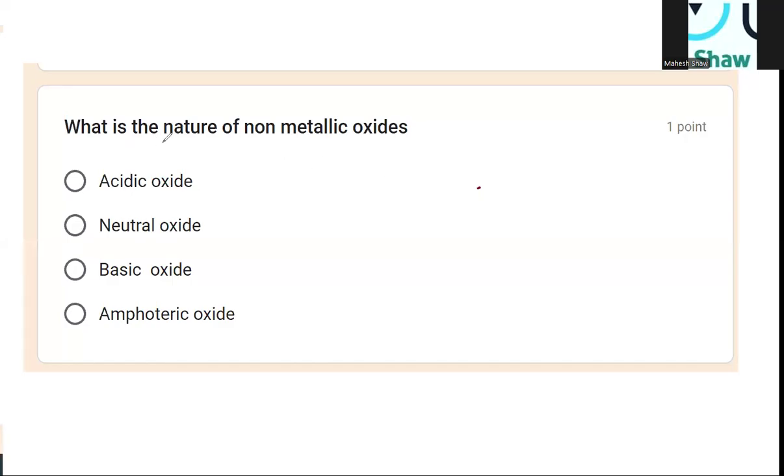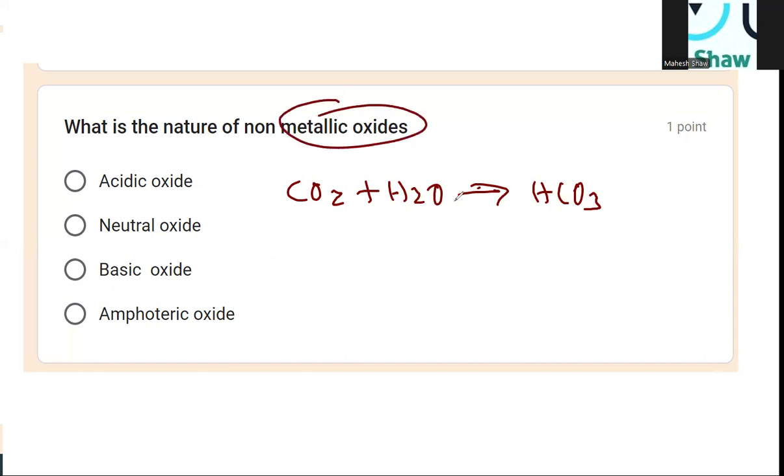In the next MCQ, we ask: what is the nature of non-metallic oxides? Non-metallic oxides, for example carbon dioxide, if dissolved in water, give carbonic acid, H2CO3. So all non-metallic oxides are acidic in nature. So acidic oxide is our answer.